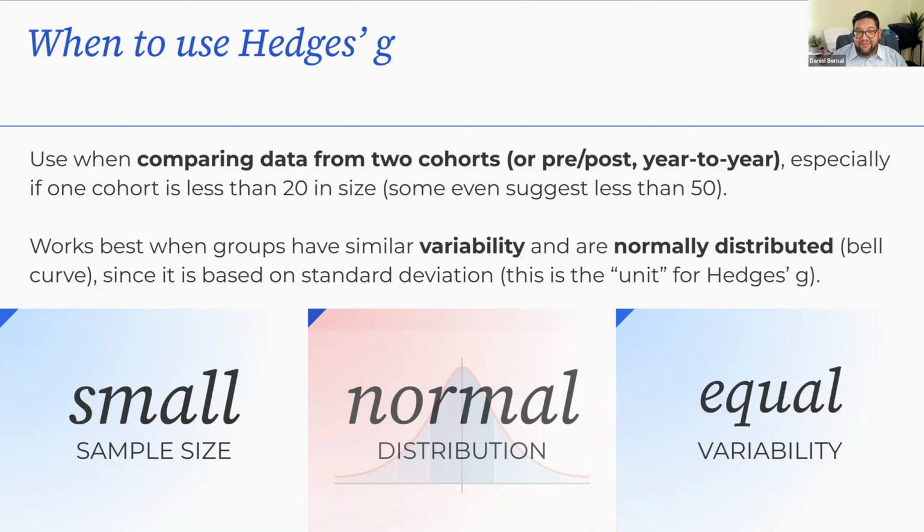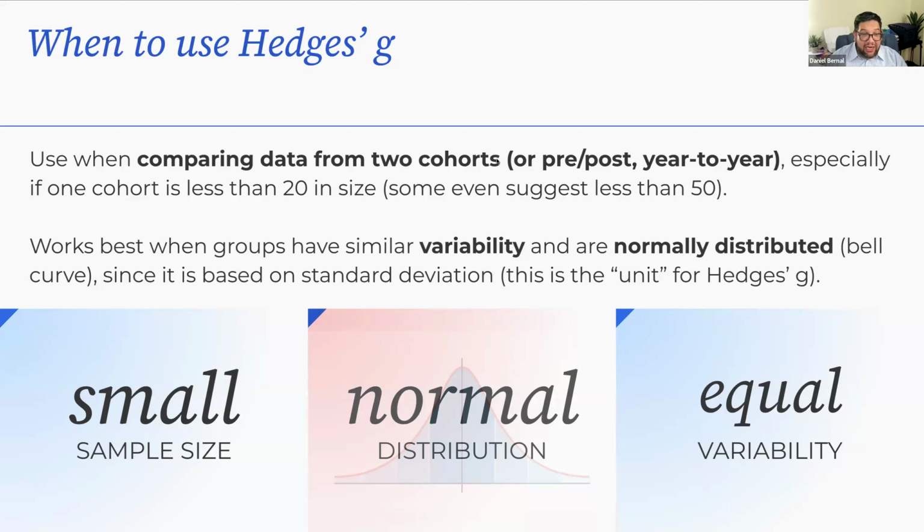Especially we can use this if the cohort is less than 20 in size, although some would even say anything less than 50, use this one instead of Cohen's D. When you have a very large sample, Cohen's d and Hedges g are going to be pretty identical. So you're always safe using Hedges g. It works best when groups have similar variability. And so again, the data that you're comparing is similar in terms of the instrument you're using, and it has to be normally distributed. Think bell curve.